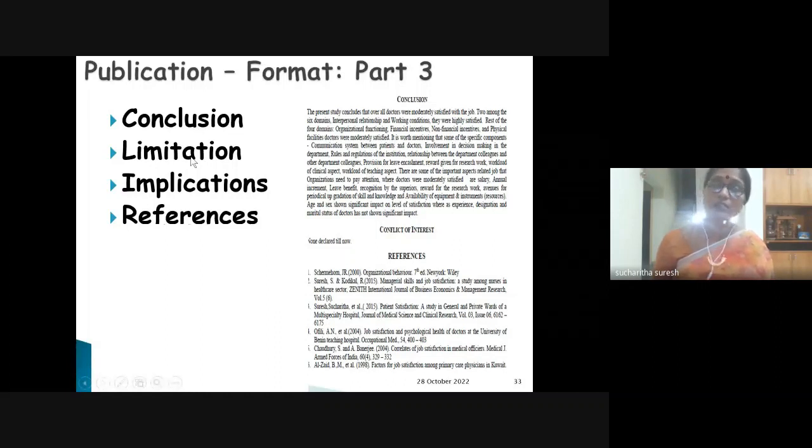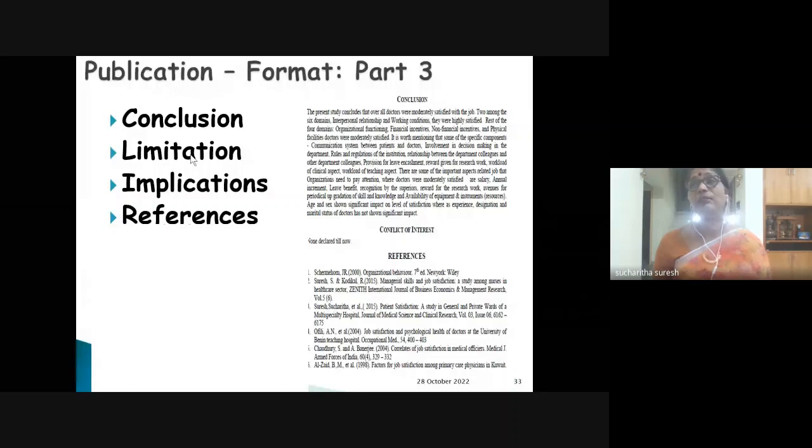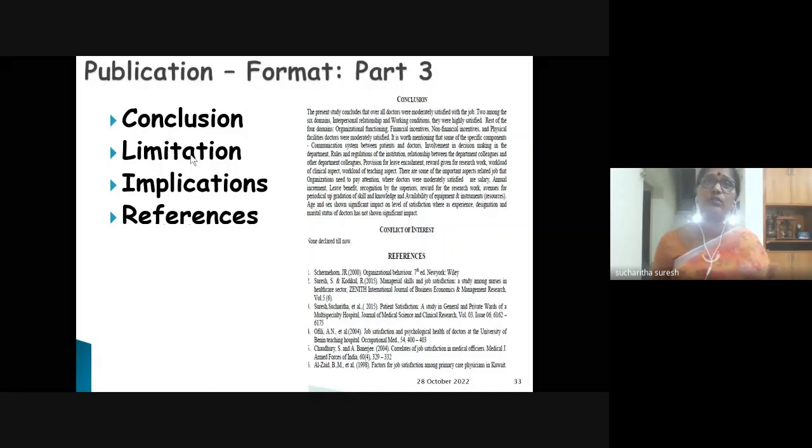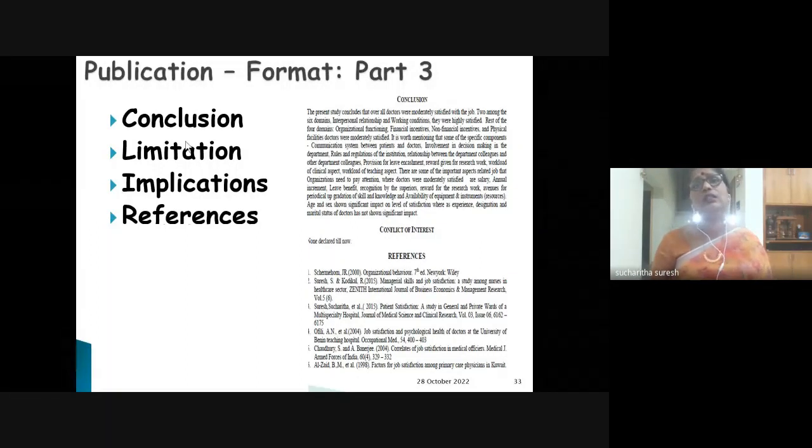Next comes limitation of the study. Any study is not perfect. Limitation may mean sample size limitation, or certain components you could not do, or whatever shortcomings are there in your study. You can openly declare that this is the limitation of the study. Very good, you are open about it, and that means you are a good researcher. That is the limitation of the study.